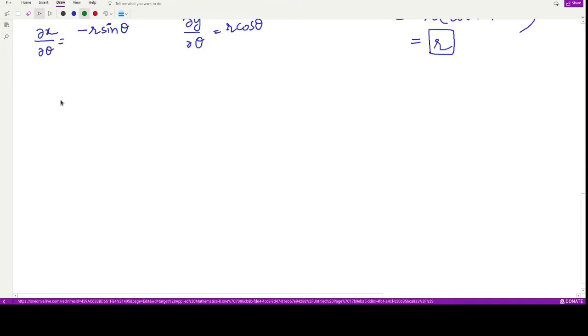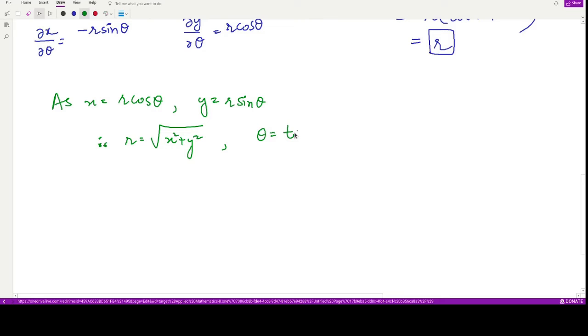Because x is given to be r cos theta and y is given to be r sin theta, you can simplify this and obtain r to be the square root of x square plus y square, and theta to be tan inverse y by x. So this is what you have.